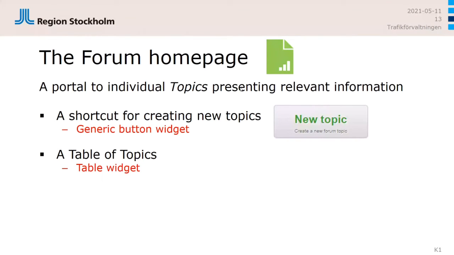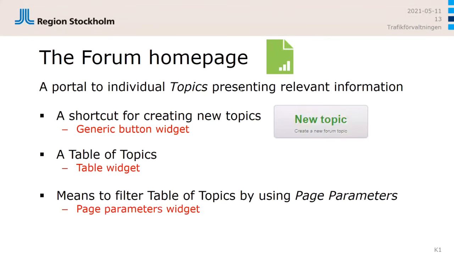And then the main thing here is the table of topics, just a list of all the topics that exist in the forum. And it's created by the standard table widget, nothing strange about it, quite straightforward. And then the third thing is that we provide some means to filter the table of topics. And we do that by using the Polarion page parameters functionality. So we have the page parameters widget that provides a user the possibility to put in filter conditions for filtering the table of topics.